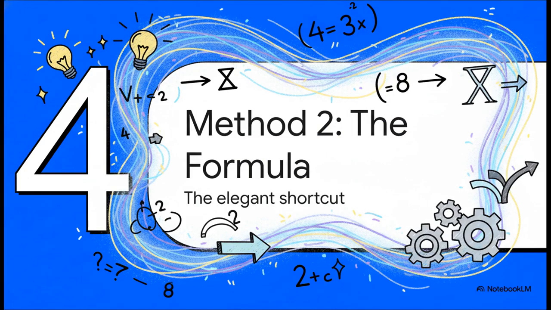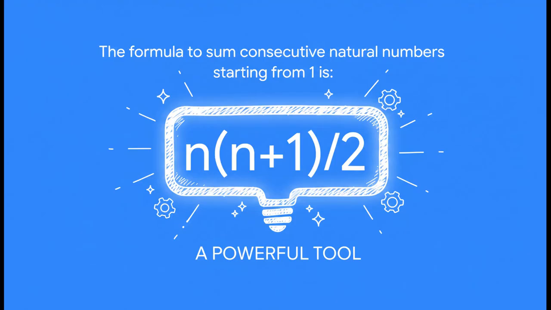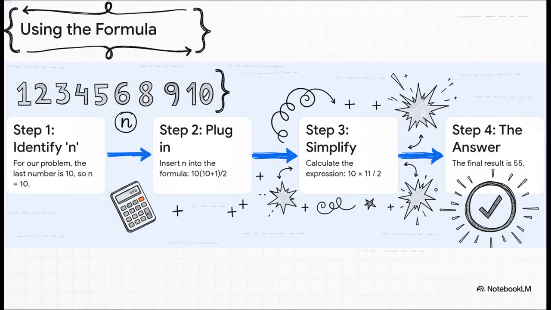And that brings us to our second method, the formula. Okay, this is where the real magic happens. And here it is, this little gem. It's n times n plus 1, all divided by 2. Seriously, this thing is a powerhouse. It's a tool for adding up any series of consecutive natural numbers, as long as you're starting from 1. So how do we use it?